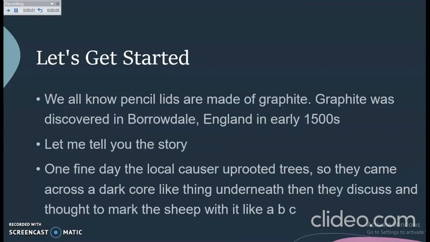So first of all, we all know pencil leads are made of graphite. Graphite was discovered in Borrowdale, England in the early 1500s. Let me tell you this. We know there's always a story behind something, and there is also a story of how the pencil was invented. So first let me tell you the story.